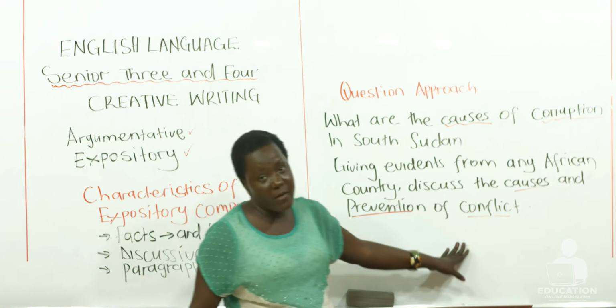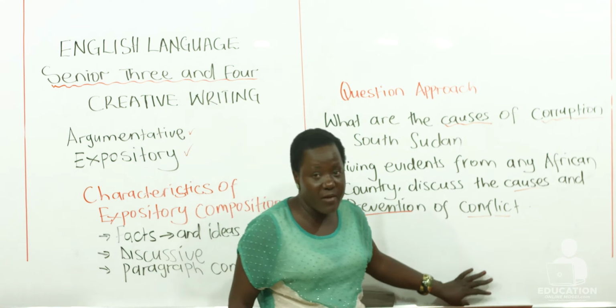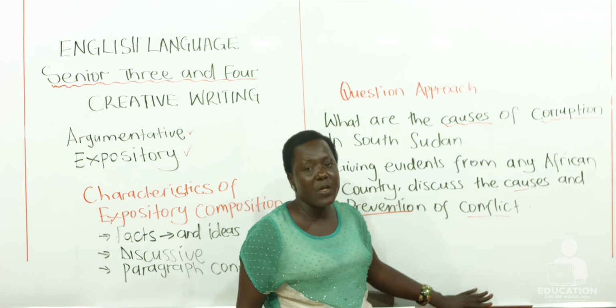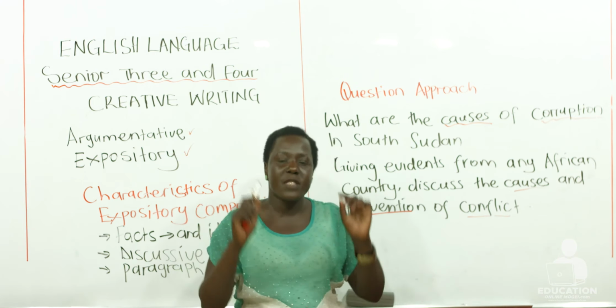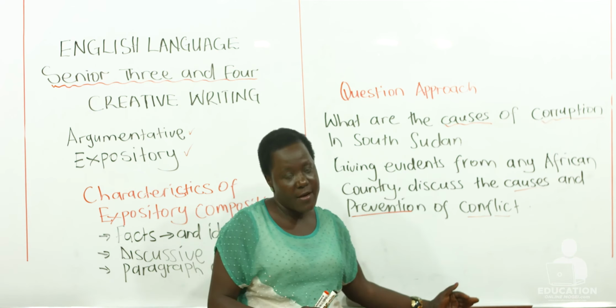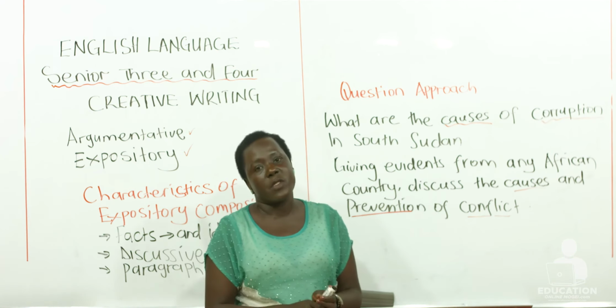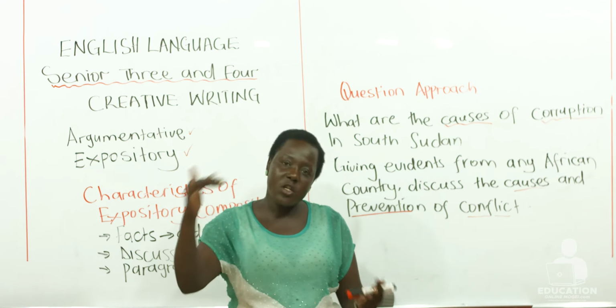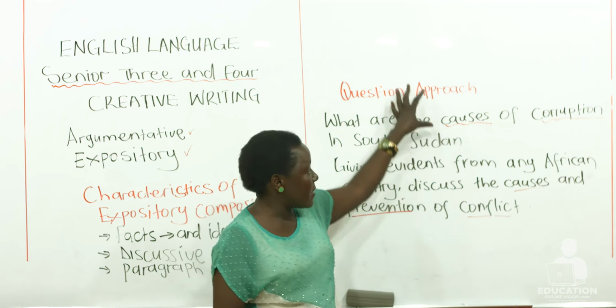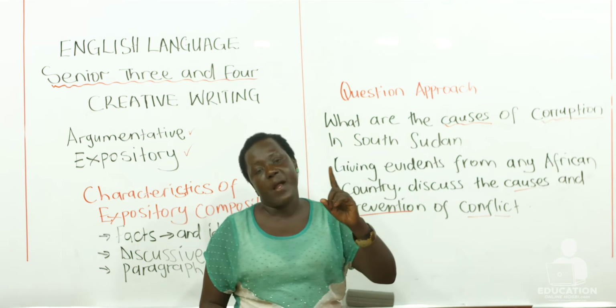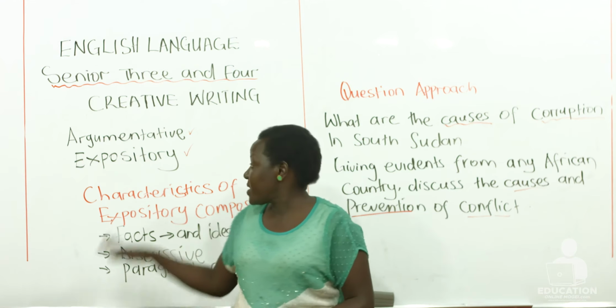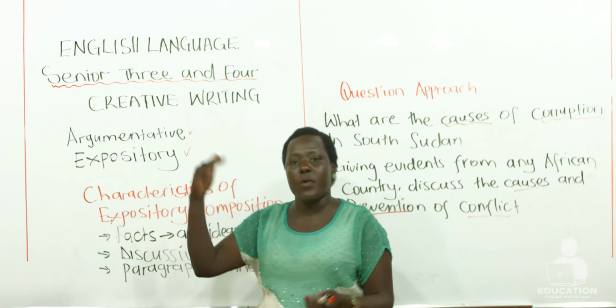Now you write in paragraphs here, and you use paragraph connectors until you finish. Please learn to summarize your work at the end of all these paragraphs. The last paragraph should be the conclusion. Then you come down and summarize in just one paragraph. That is how expository composition is always written.